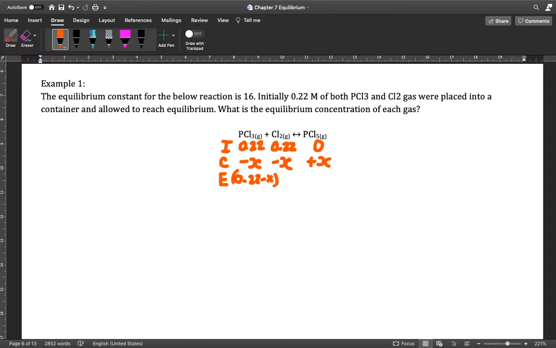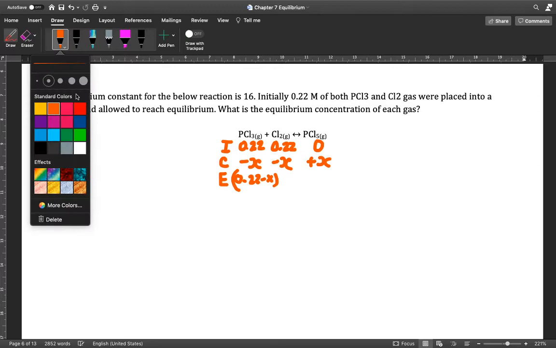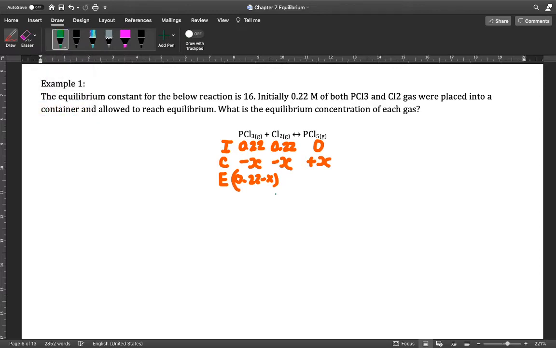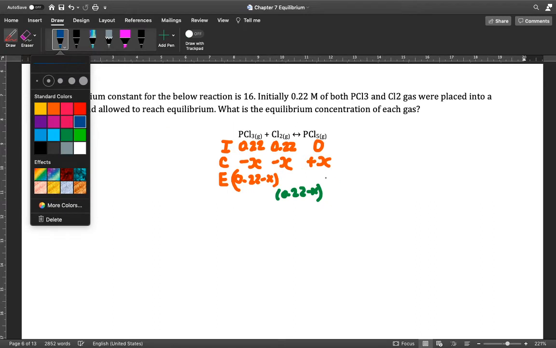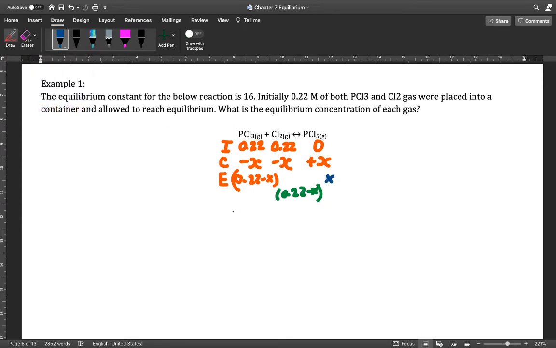So at equilibrium, my equilibrium concentration of PCl3 is going to be 0.22 minus X. For Cl2 it's going to be the same, 0.22 minus X. And for PCl5, it's just going to be the value X. Okay, so I have made my ice table, and even though I don't know the equilibrium concentrations for each of these reactants and products, I have an expression that I can use to find them later on.